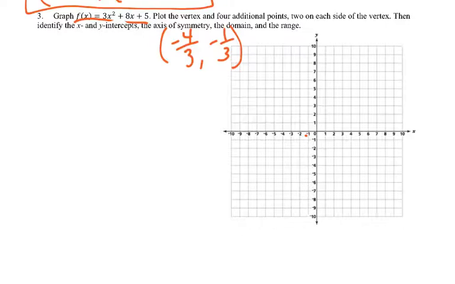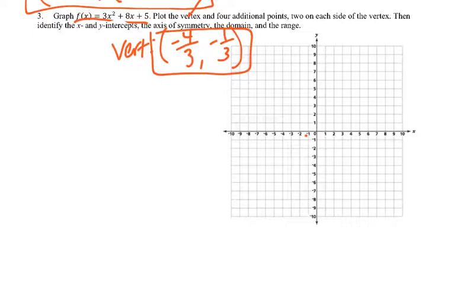In Alex or in any kind of software, oftentimes they have a point grapher. So you could actually type in negative 4/3 and negative 1/3, and it will plot that point for you accurately. So please take advantage of that tool. So we plotted our vertex.